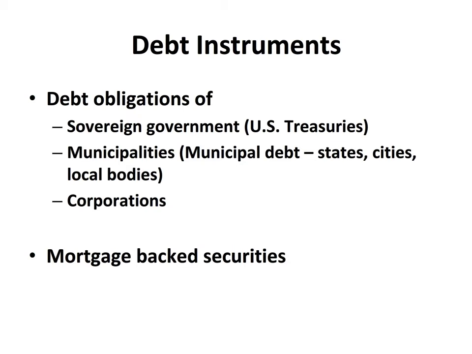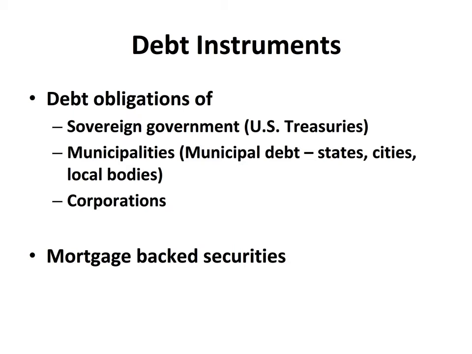Some of the ones that we are going to look at are debt obligations of sovereign governments. And here we're going to focus mainly on U.S. Treasuries, although we could focus on Euro or any other sovereign government issue. The main feature of sovereign government issues is that supposedly there is no default risk, although we might be testing that here in the United States shortly.